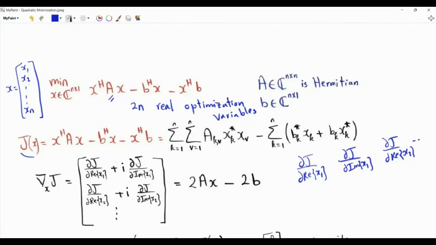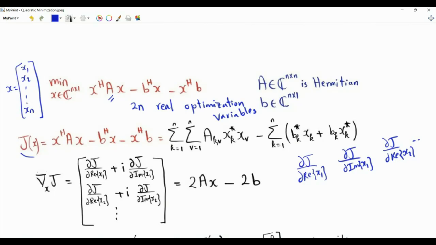And since now our variables are arranged in this n-dimensional vector in the complex space, we can define our gradient vector in this way. We will define a gradient vector that is n-dimensional. Basically the first component in the gradient vector is the partial derivative of J with respect to the real part of x1 plus i times the partial derivative of J with respect to the imaginary part of x1. And the second component is the partial derivative of J with respect to the real part of x2 plus i times the partial derivative of J with respect to the imaginary part of x2, and so on and so forth.